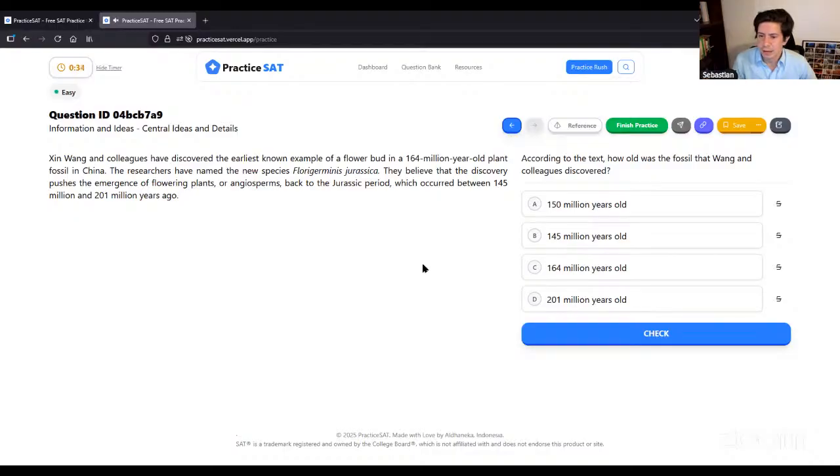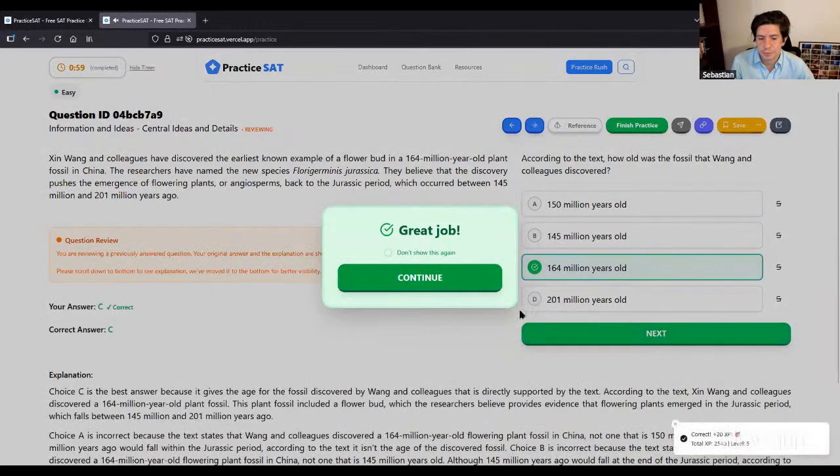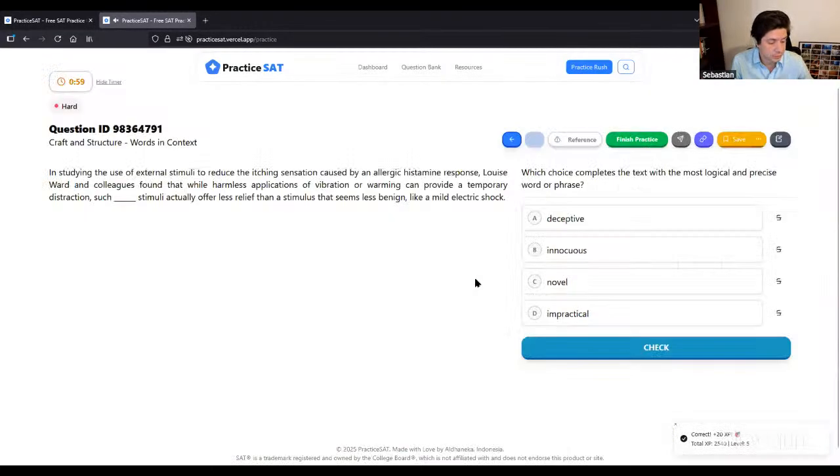According to the text, how old was the fossil that Wang and colleagues discovered? So how old was the fossil, huh? So the fossil would be 150 million years old, 145. Should be 164 million, right? They just tell it to us straight up.